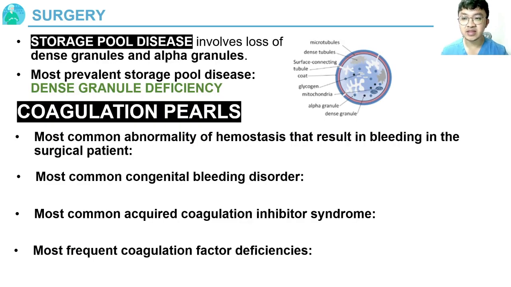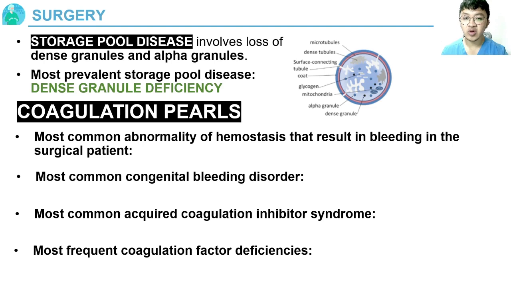Storage pool disease is a problem of your platelets which involves the loss of your dense granules and alpha granules. Without going too deep, your dense granules and your alpha granules both help in platelet adhesion, aggregation, and activation. Between the two, the most prevalent storage pool disease is your dense granule deficiency. It's the dense granule rather than the alpha granule which is more commonly affected.